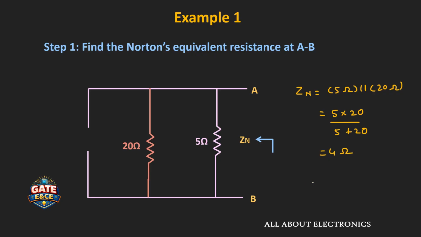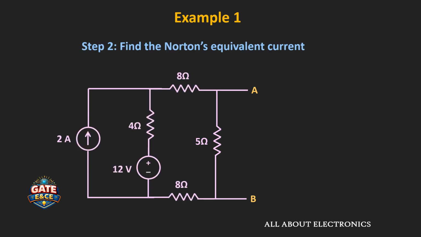That means the Norton's equivalent resistance which is seen through these two terminals A and B is equal to 4 ohm. And once we have found this equivalent resistance, then let us find the short circuit current which is flowing through the terminals A and B. And for that, let us short these terminals A and B.